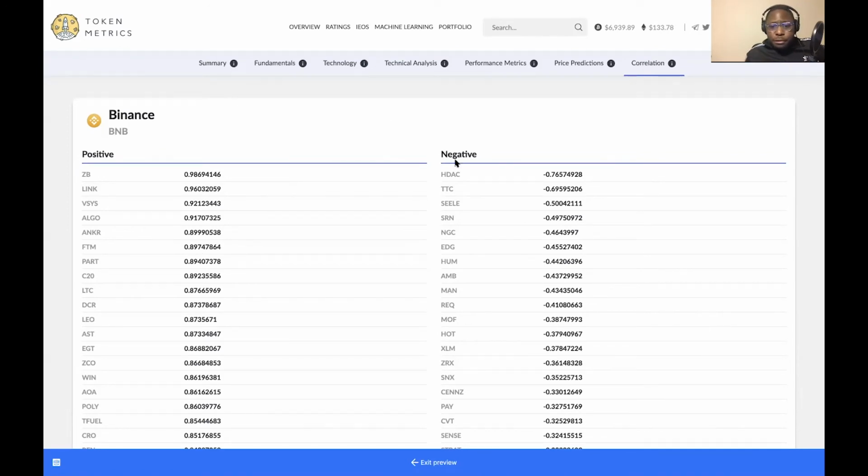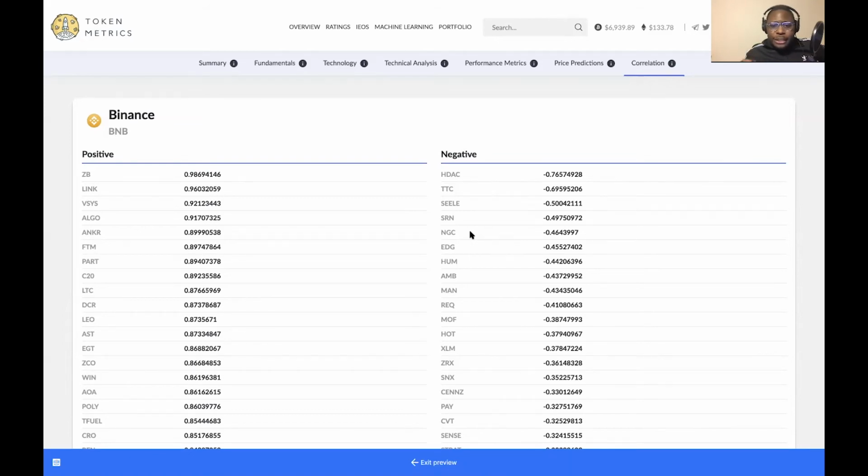On the other perspective, when it comes to negative correlation, HDAC, TTC, SEAL, SRN, and NGC follow the opposite movements of Binance, meaning that when Binance goes up, these cryptocurrencies go down. And when Binance goes down, these cryptocurrencies are likely to go up.